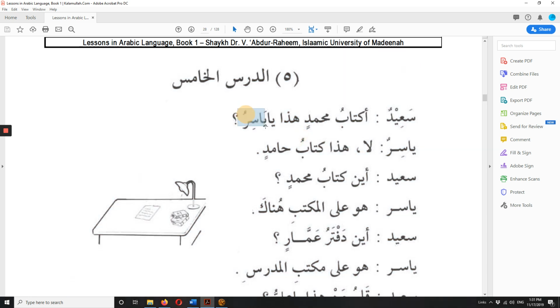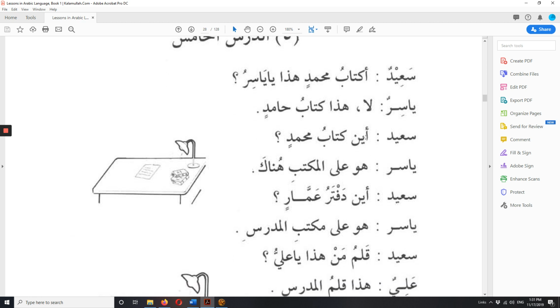And then here, instead of being yasirun, it's ya yasiru. So whenever you put ya in front of a proper name, ya meaning O Yasir, then it's going to change from yasirun, from dhammatain to one dhamma, yasiru. So then Yasir says, La, هذا كتاب محمد.